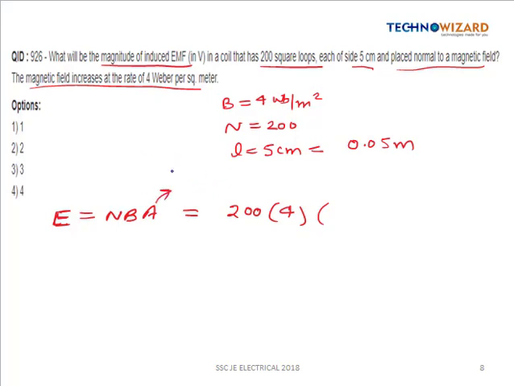So area will be equal to L square or the side square, so this will be equal to 0.05 square. After simplification we will get 2 volt. So option B is the right answer. So this is our next question.